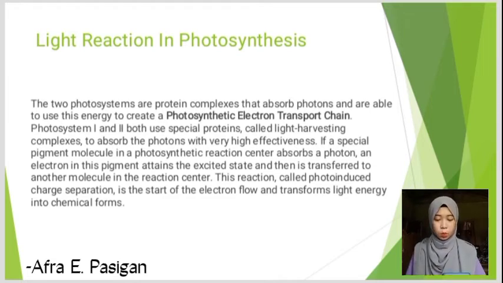Photosystem 1 and 2 both use special proteins called light harvesting complexes to absorb photons with very high effectiveness.